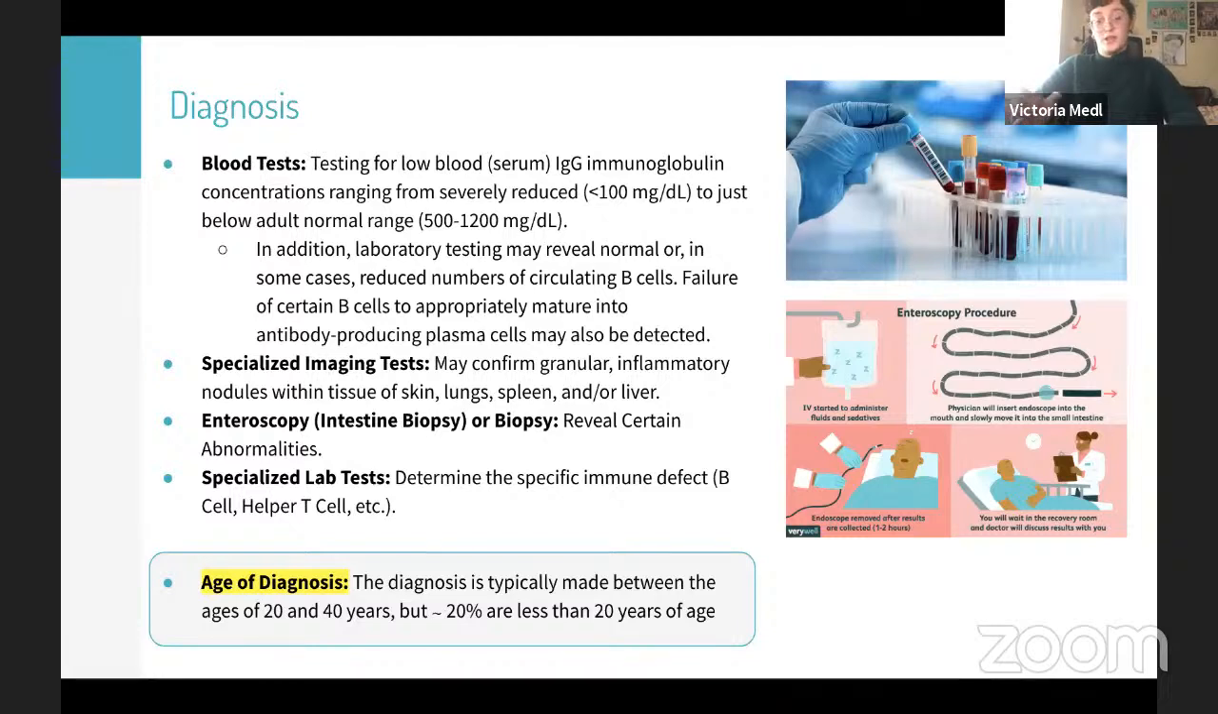So the average age of diagnosis is anywhere from 20 to 40 years. So people can live a long time with these diseases, but they will oftentimes have very limiting health issues. Their quality of life may be really bad until they are diagnosed, until they are put on therapy. And many doctors don't think of this diagnosis even because it is so rare.